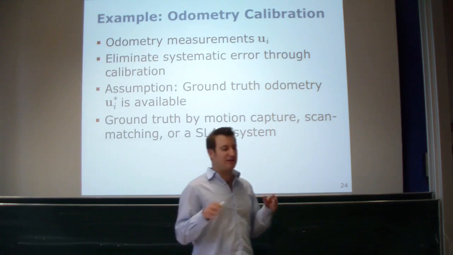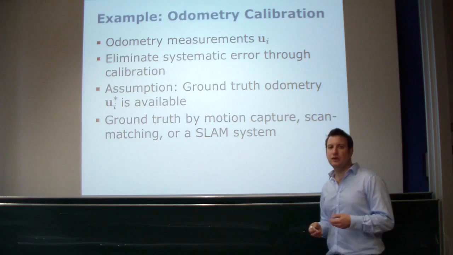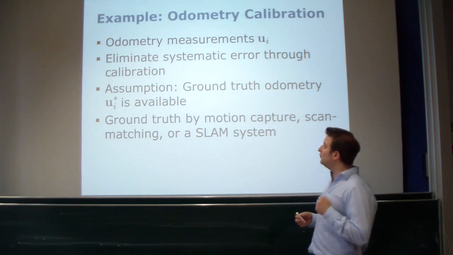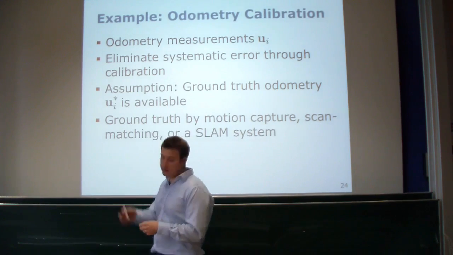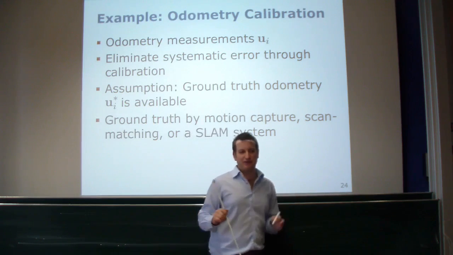I don't want to go into the details. I just want to have as simple a solution as possible to do odometry calibration here. Okay, so assume we have some ground truth odometry information. Let's call it u_i star. And this is available from some external source.